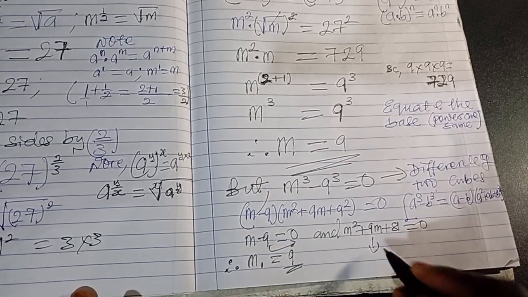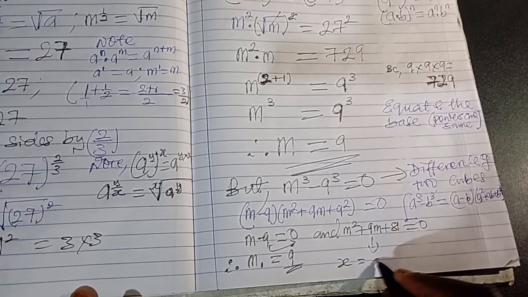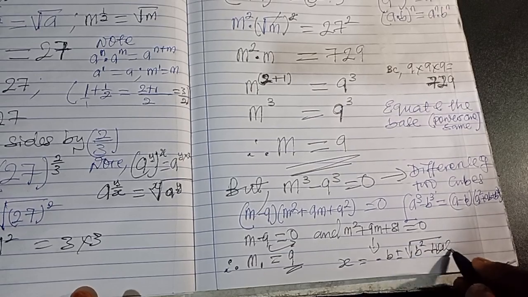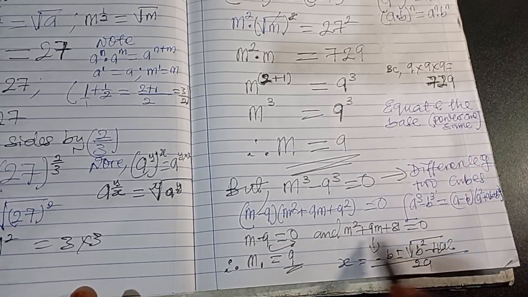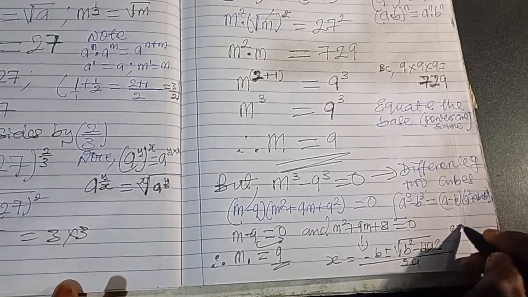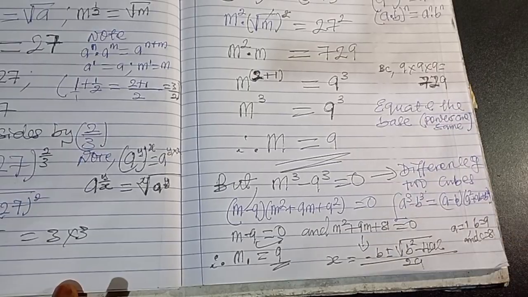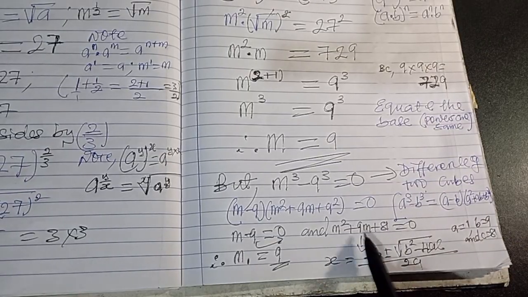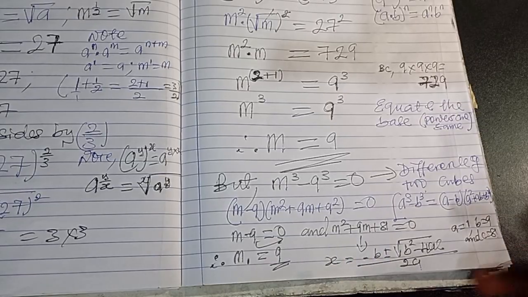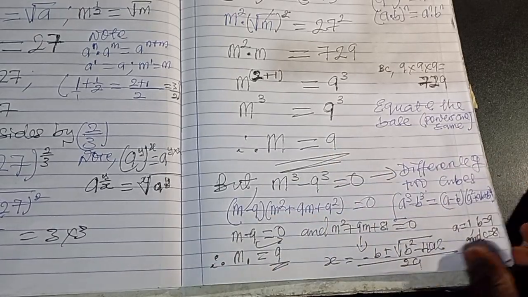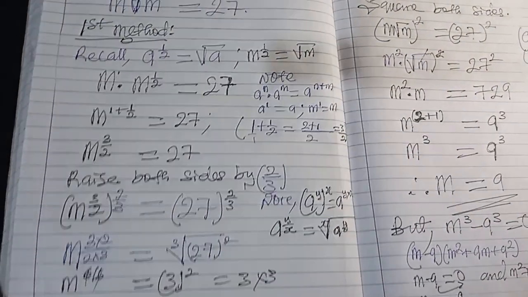But here now, you are going to solve using x equals minus b plus or minus the square root of b raised to power 2 minus 4ac, divided by 2a. From here, our a is equal to 1, b is 9, and c is equal to 81. Looking at the discriminant, when you solve this to get m2 and m3, you observe that this equation will give us a complex root. So we have a complex root from here. Therefore, m1 is 9, which is the same as in the first method.